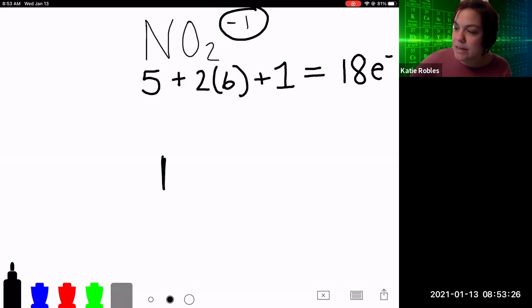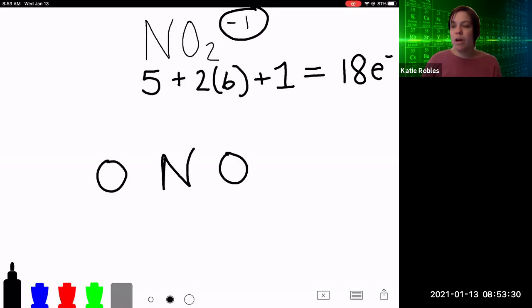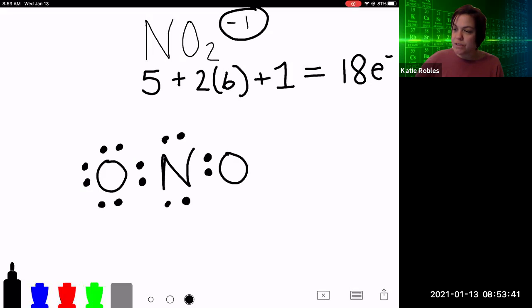I can go ahead and draw them out here. I've got an N and an O and an O. Satisfy the octets. 1, 2, 3, 4, 5, 6, 7, 8, 9, 10, 11, 12, 13, 14, 15, 16, 17, 18, 19, 20.